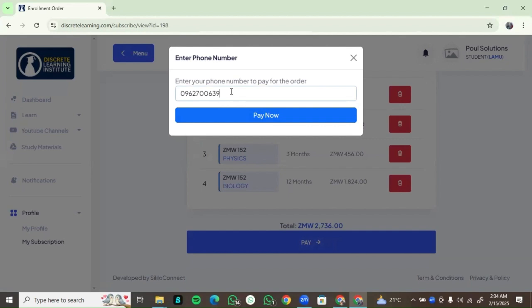So if you're paying through maybe a mobile agent, okay, if you don't have money in your mobile account, make sure that you put the number for that mobile agent there. Okay, and then you're going to click pay now.